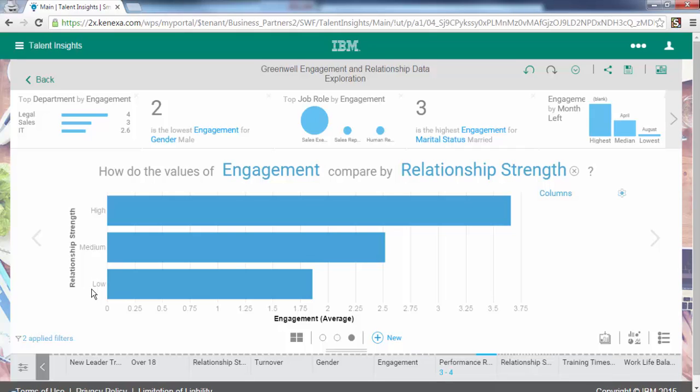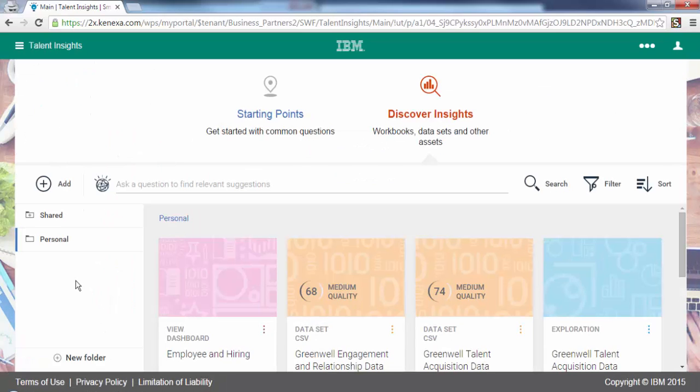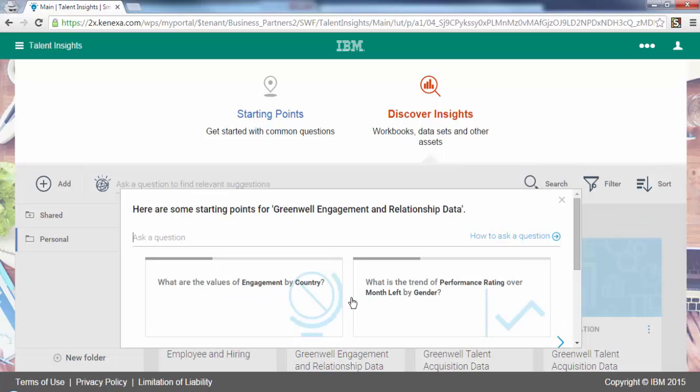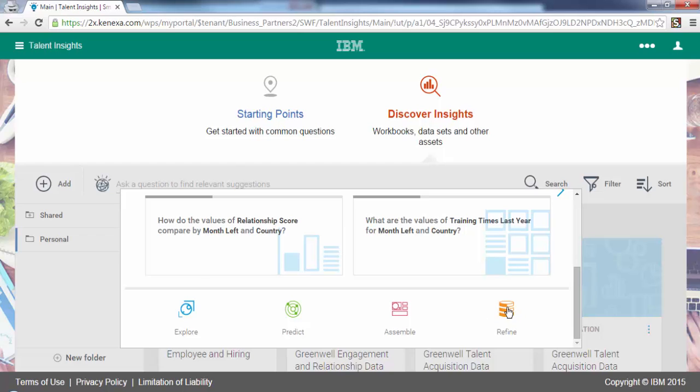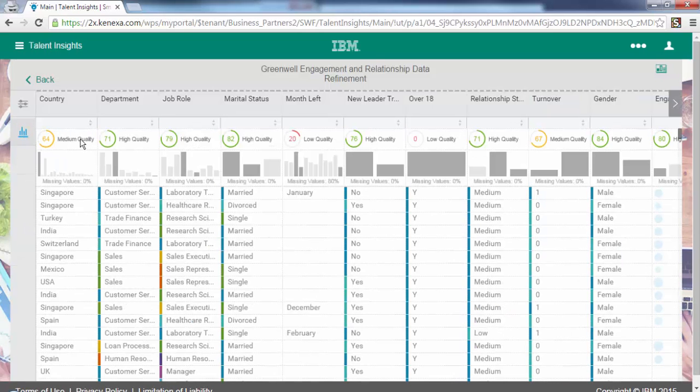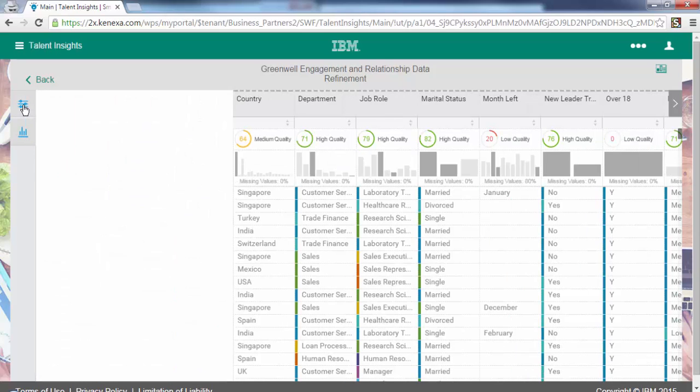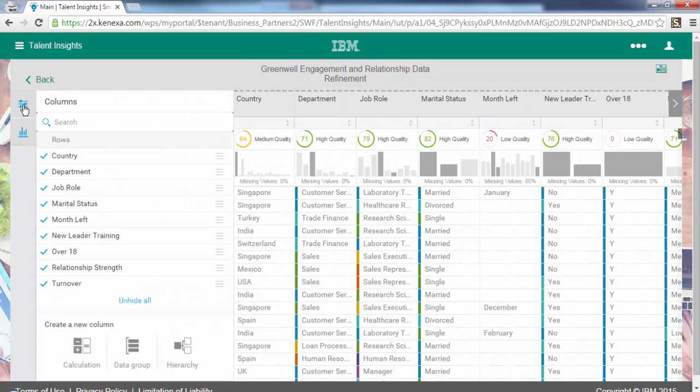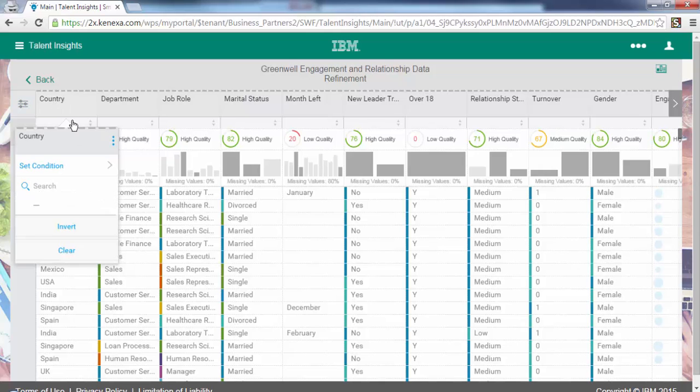Using Talent Insights to explore my data, I've learned more about my attrition problem in India to date. But how can I predict what factors will affect my workforce going forward? Firstly, I want to modify my data set, so I'm focusing on the specific area of interest. Talent Insights allows me to refine data sets without having to go into another tool. I can create filters and new columns quickly and easily. Notice Talent Insights makes it easy to understand my data's quality, as well as remove or add rows to the data set, all without leaving the solution.